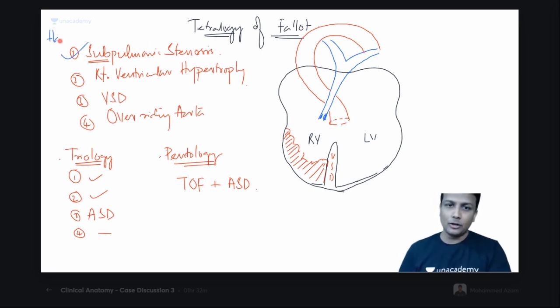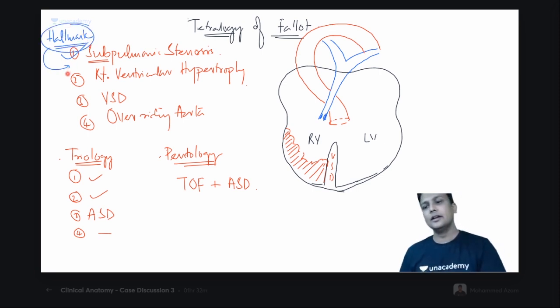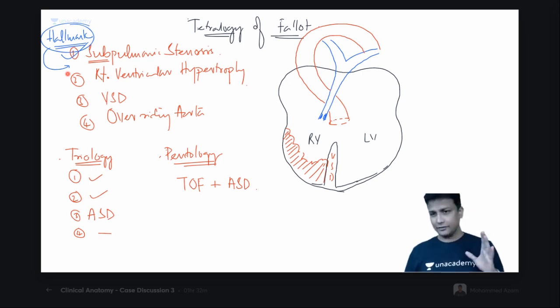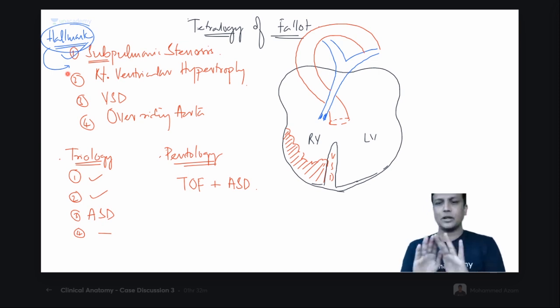Out of all this, the hallmark feature of the tetralogy of Fallot, if they ask you in the exam, that is pulmonary stenosis, guys. Subpulmonary stenosis. The whole story starts from there. There will be subpulmonary stenosis over there. Perfect. So one thing completed. Now we move ahead.